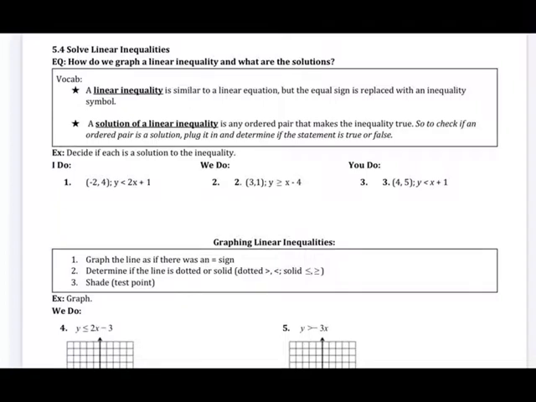So today we're going to focus on what is a linear inequality, how do I graph it, what do the solutions look like. So a linear inequality is similar to a linear equation with the exception that instead of an equal sign, there is an inequality symbol. So we're talking greater than or equal to, less than or equal to, just like in Unit 2. A solution of a linear inequality is any ordered pair that makes the inequality true. So any ordered pair that is in a region that line is creating.